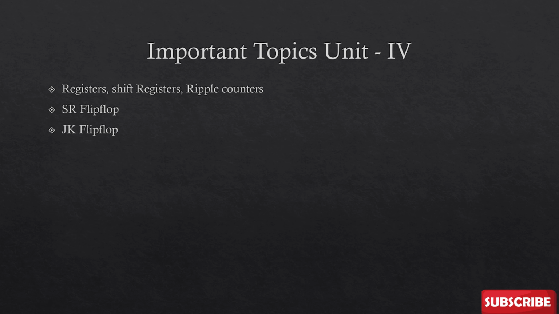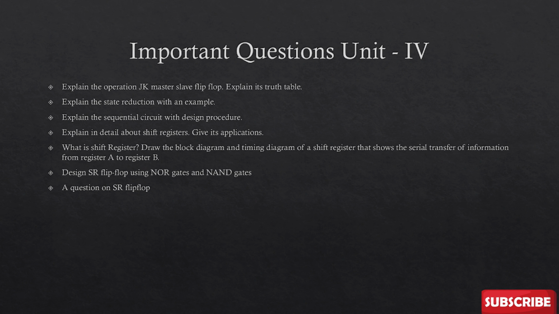And from unit 4, you can expect a question from SR flip flop, JK flip flop, or else you can expect a question from registers, shift registers, or ripple counters. The important questions here are: clearly explain the JK master slave flip flop. So JK flip flop or SR flip flop or RS flip flop, I think any one question out of these three is compulsory. And from shift registers: explain in detail about shift registers, give an application.